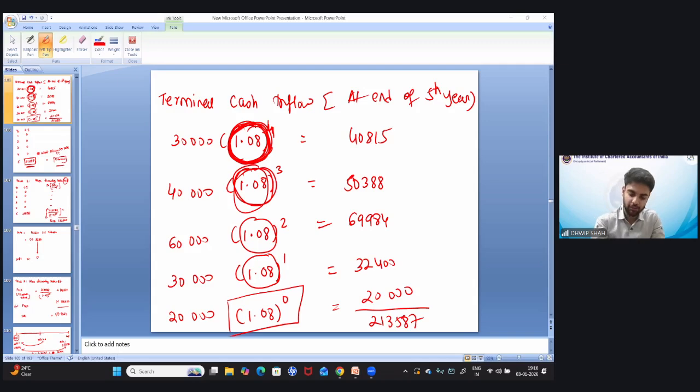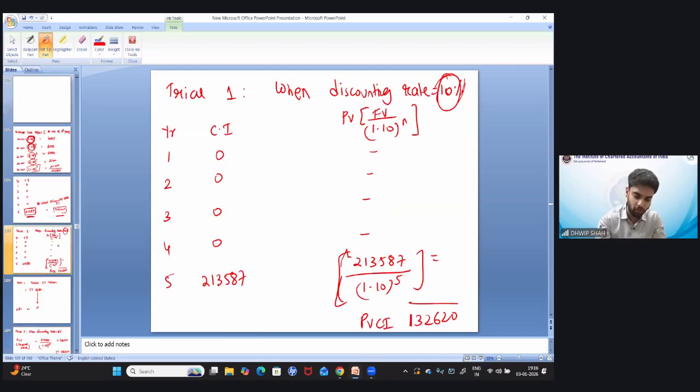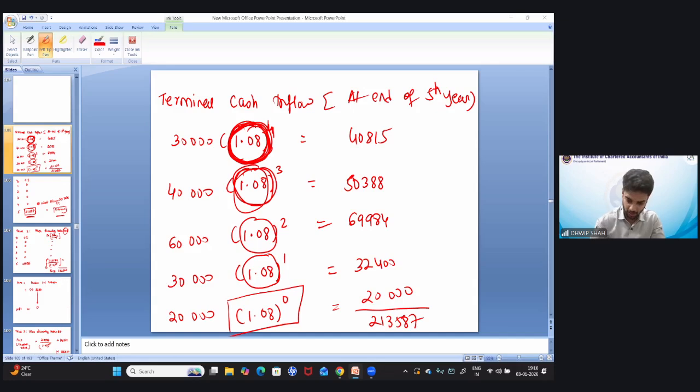Not 5, we have to do 4. Don't do 5, do 4, because it will be reinvested for further 4 years. Okay, so 1.08 to the power 4 times, and then multiply it with 30,000. Or else very simple, 30,000 +8% +8% +8% +8%.